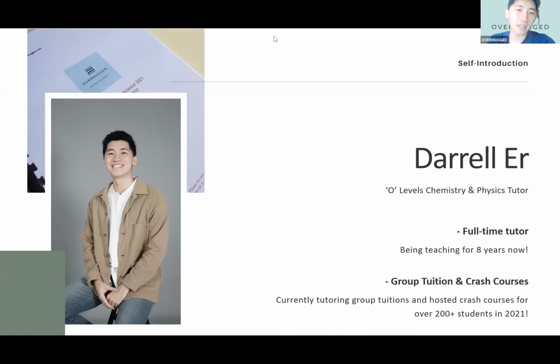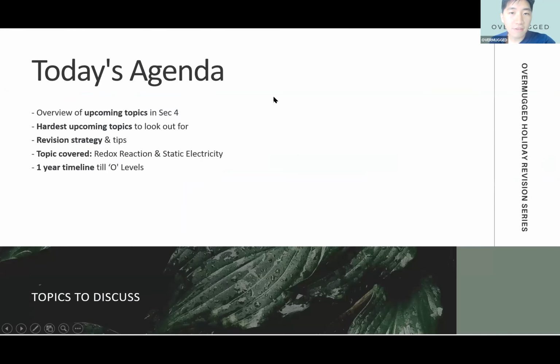That was pretty exciting because it was a large group. But on a week-to-week basis, right now I'm tutoring around 10 to 12 classes of Sec 4s. So Sec 4s like yourself getting ready for O-levels. So that is more or less me. I only do upper Sec, and mainly Sec 4s. Okay, now down to the agenda for today.